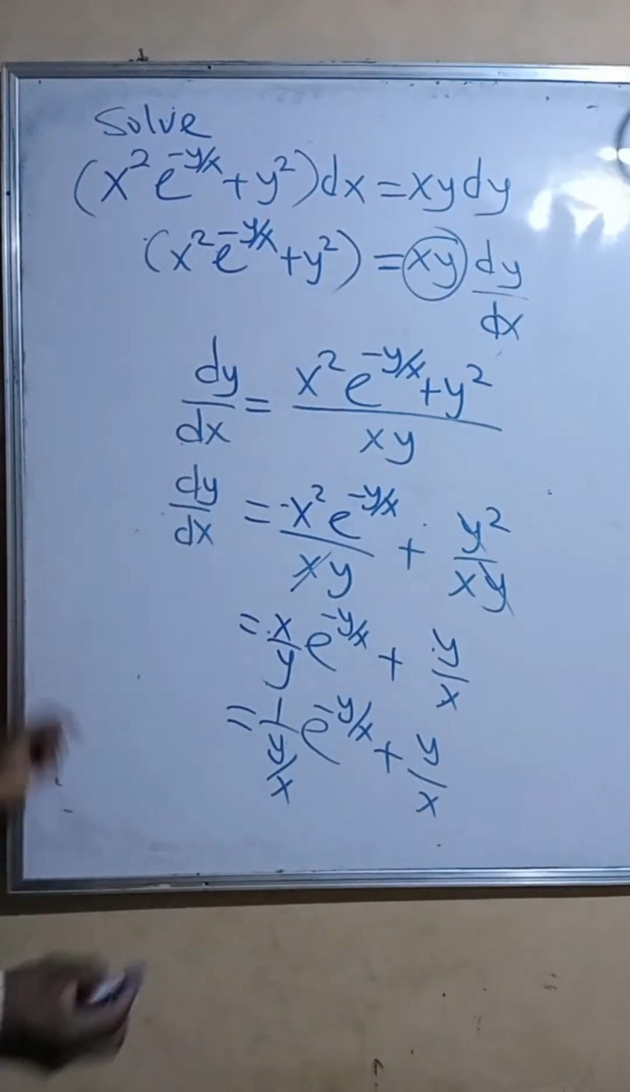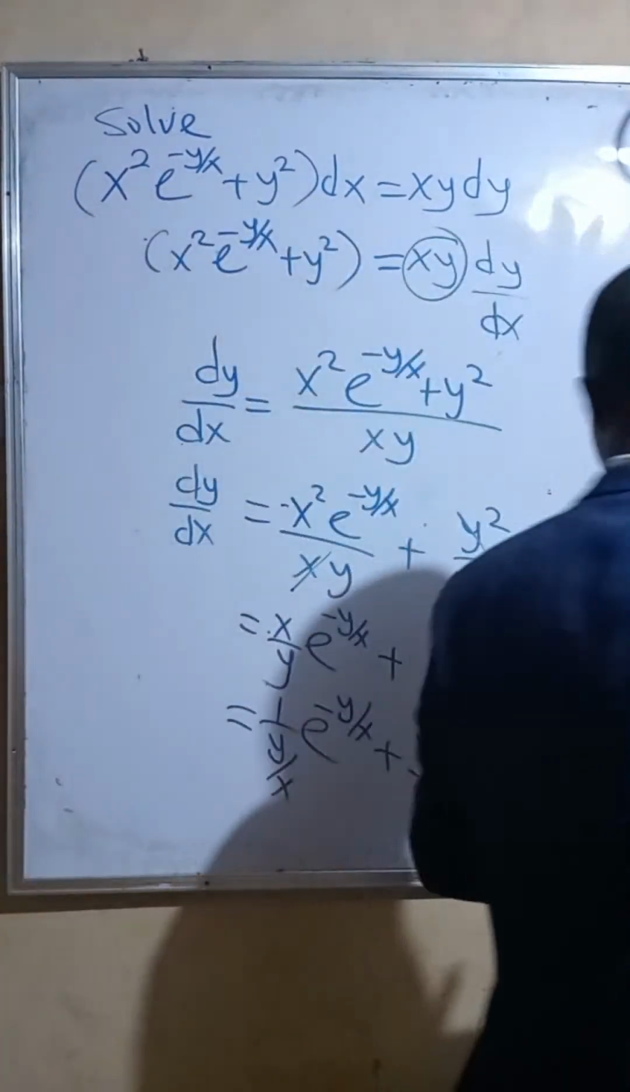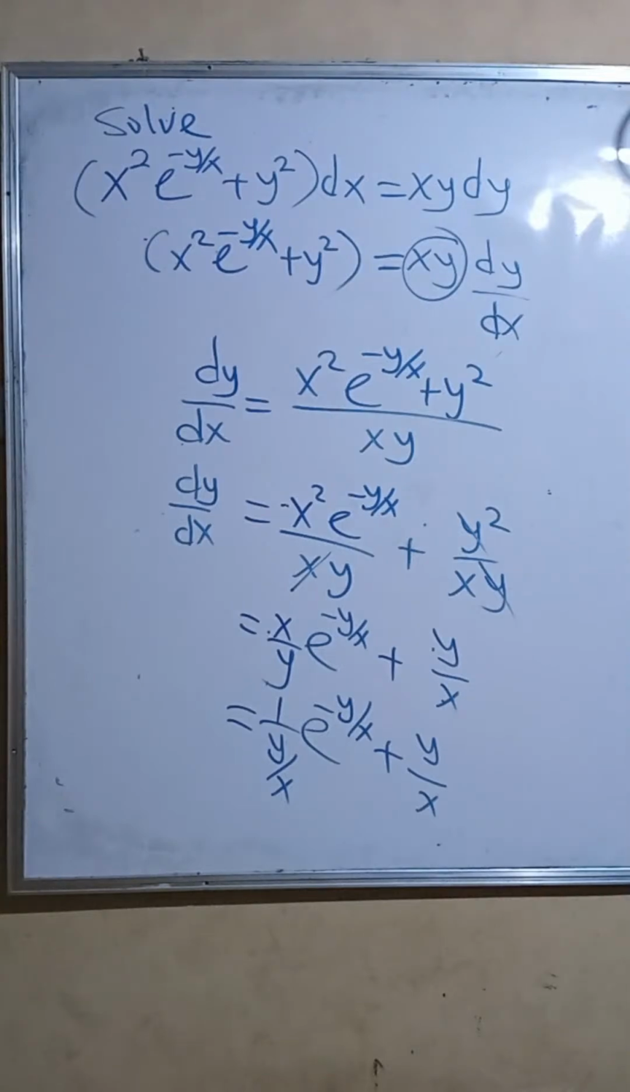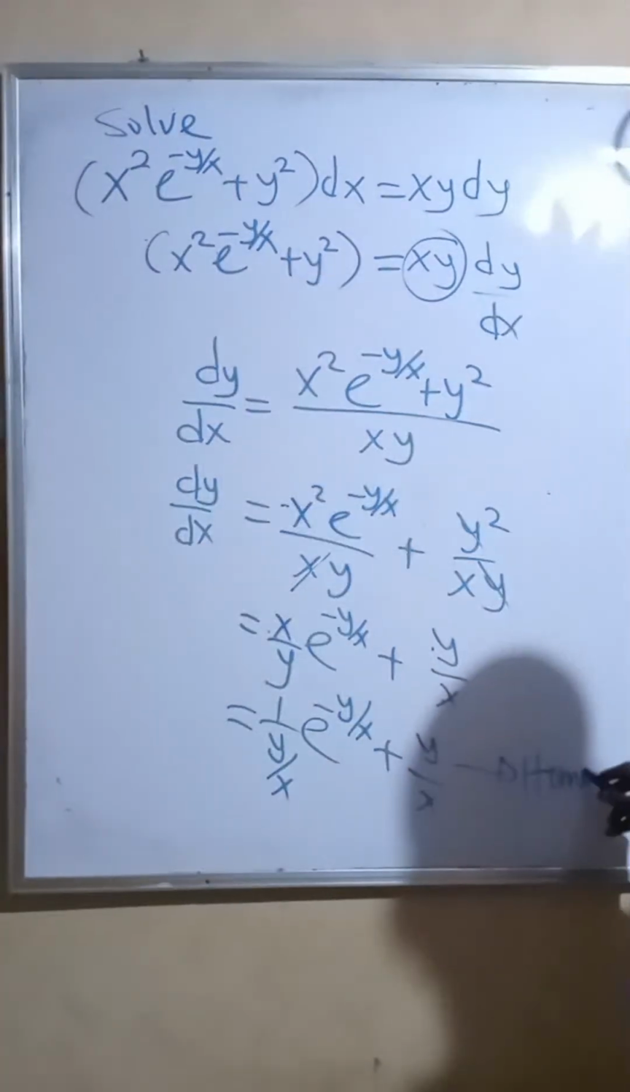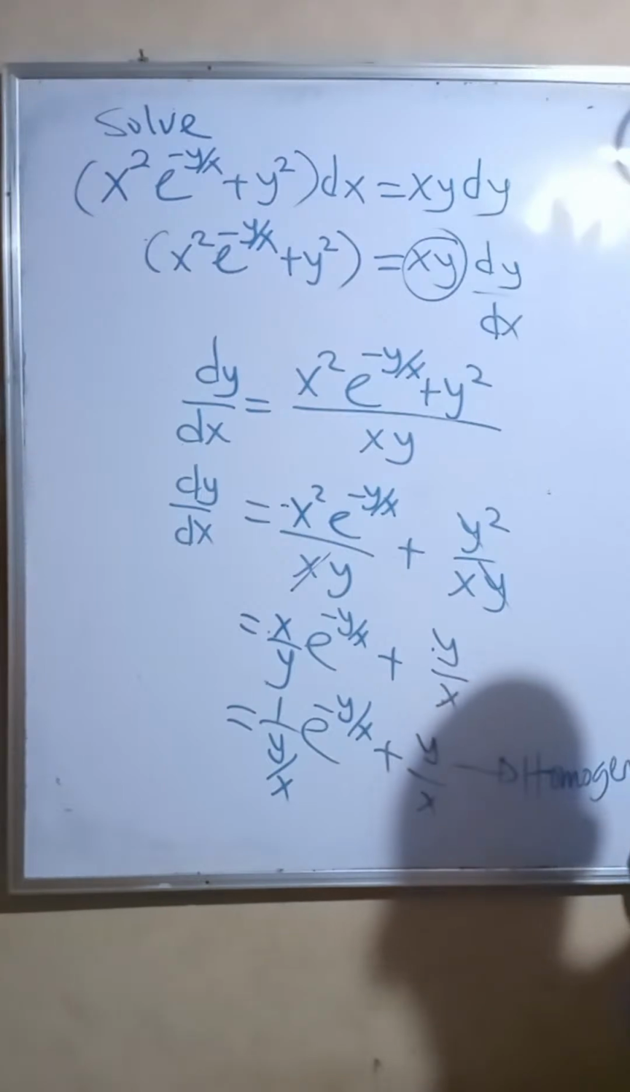So that's what we have in this case. Then the next thing to do now is to bring in your substitution. The moment you are here now, this is now homogeneous. I didn't even mention that. This is homogeneous.